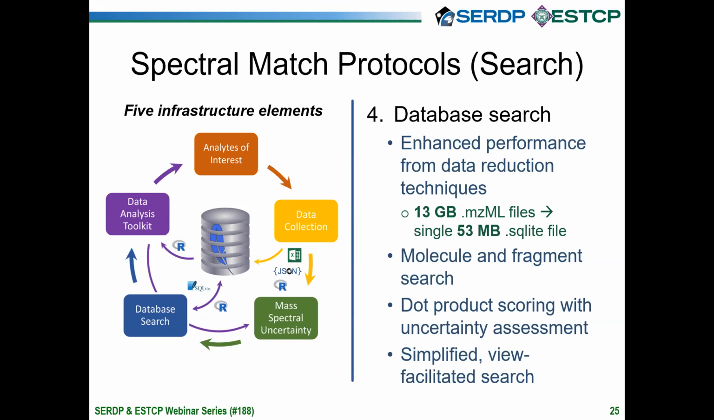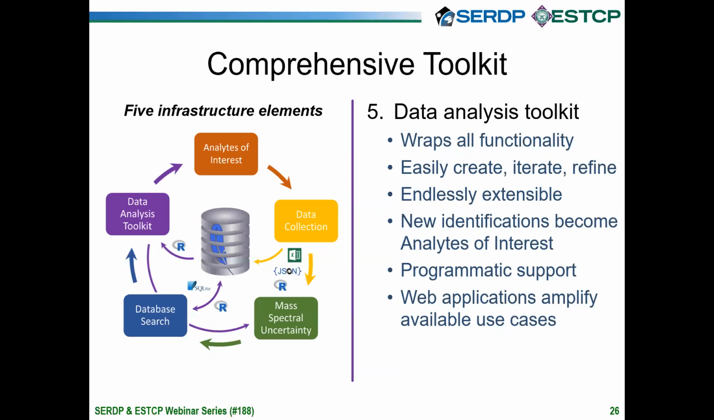Search is supported for both MS1 and MS2 levels for now, but DIMSpec is capable of supporting MS to the N if necessary with some refinement. Dot product scoring is returned for all relevant levels, and performance is increased using simplified view facilitated searches. That gets us to a full analysis toolkit, which wraps all the functionality to create, iterate, and refine databases for any use case. This is not limited to PFAS, although that's where we started. As it uses only open source tools, in this case R, Python, and SQLite, it's endlessly extensible and should fit easily into existing data analysis workflows.